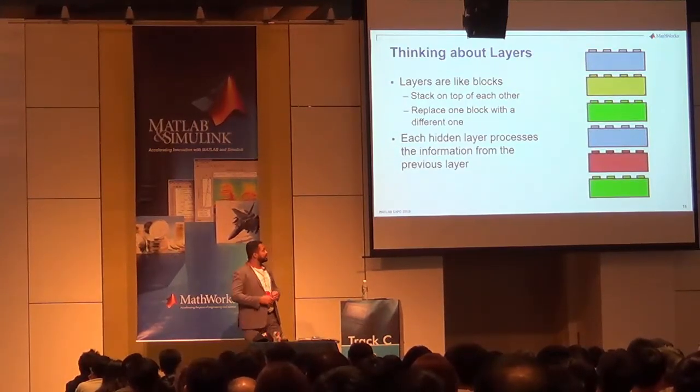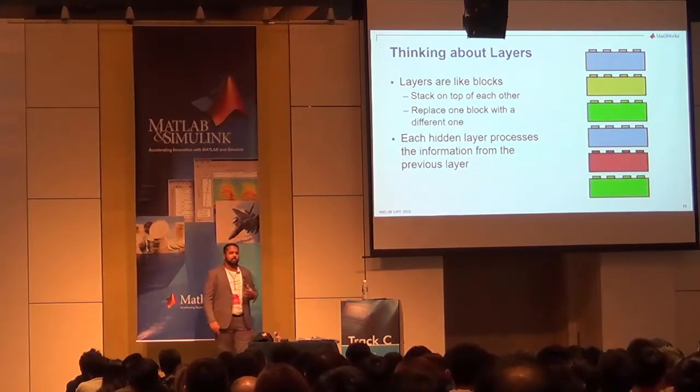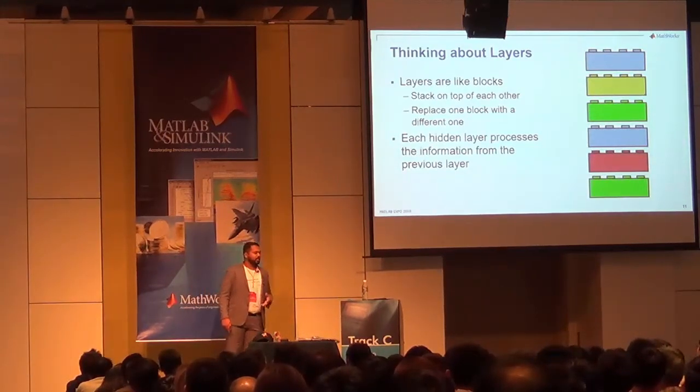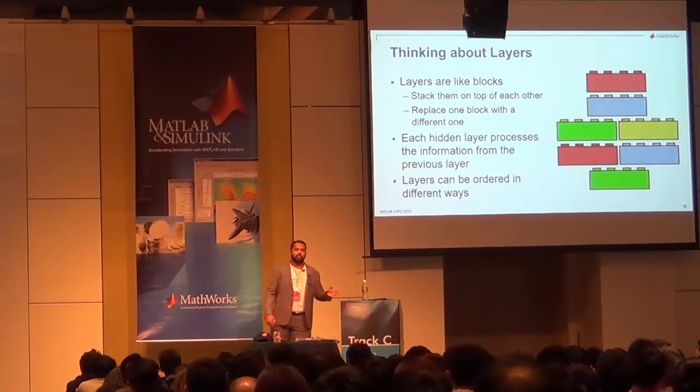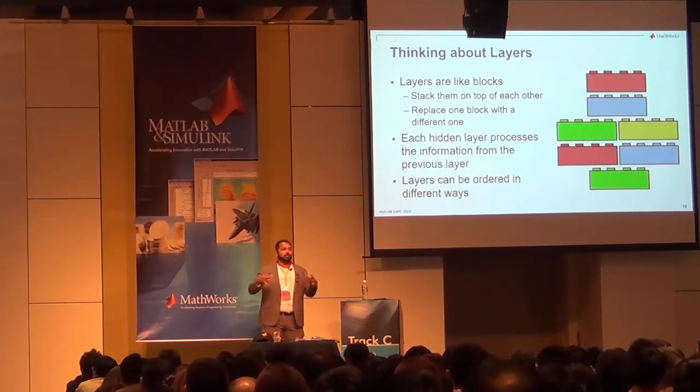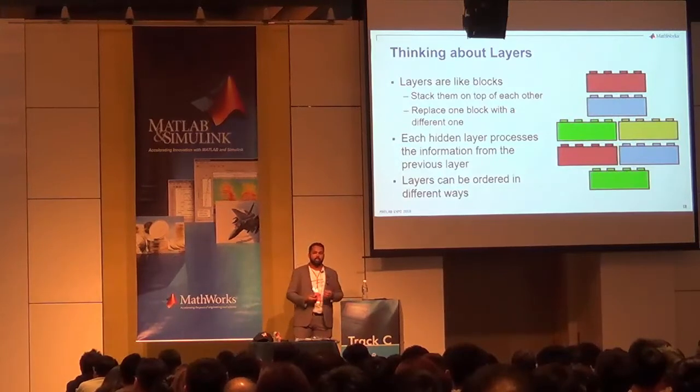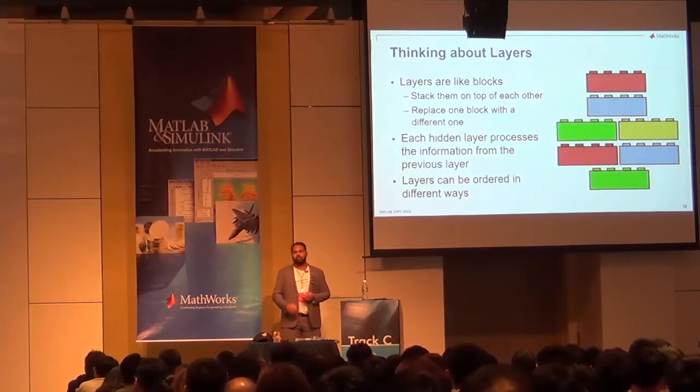Stacks on top of each other like this. So every hidden layer is processing the information coming from a previous layer. And what are these layers? We'll get into that in a second. But these layers don't have to be just one after another. Sometimes you can split and combine layers, like you see here. Just the analogy of a Lego block. So they can be ordered in different ways, and they do different things depending on how you order these layers.